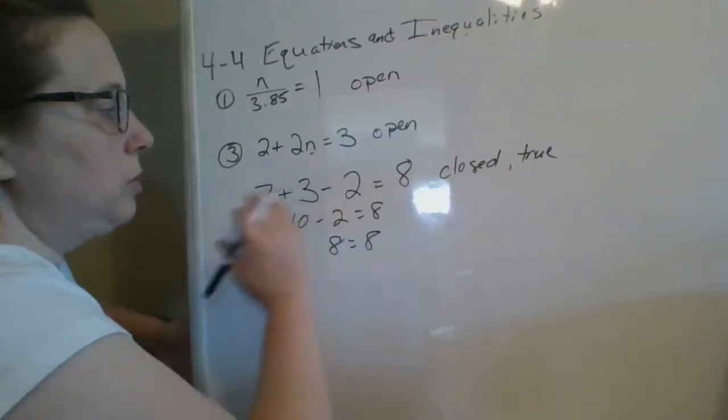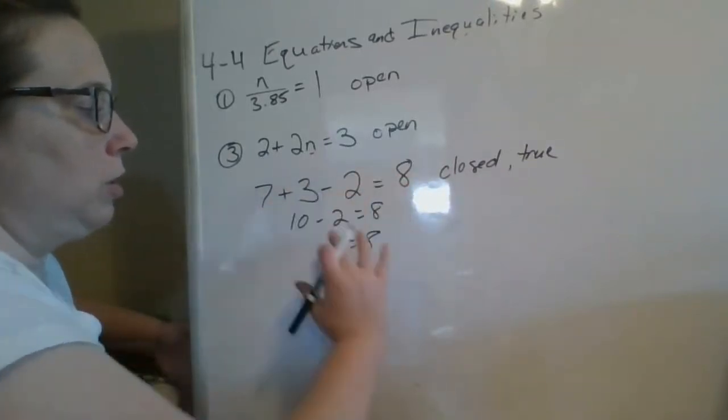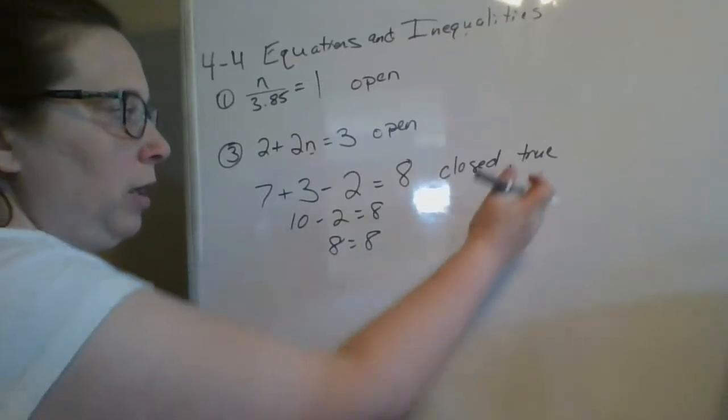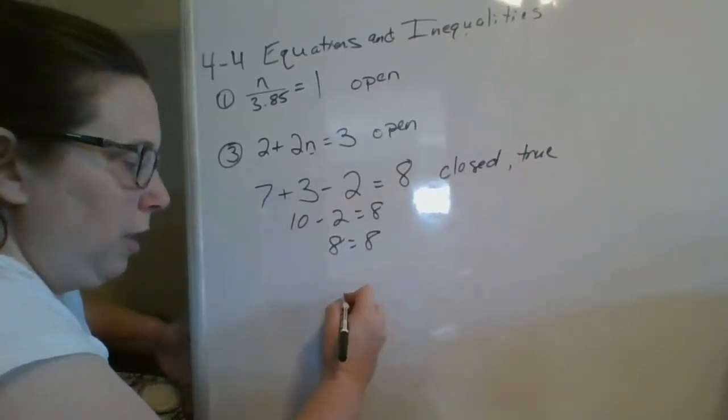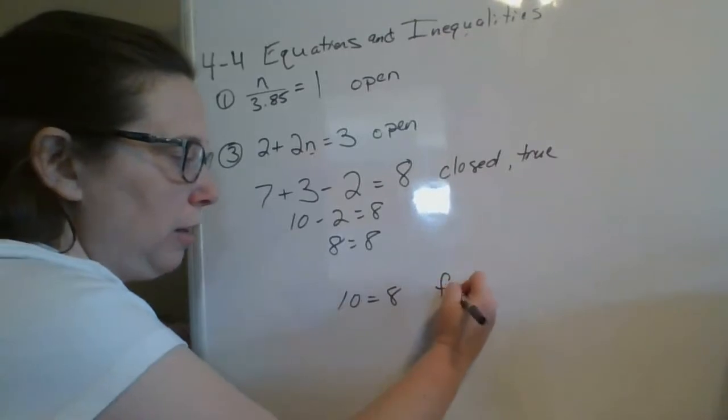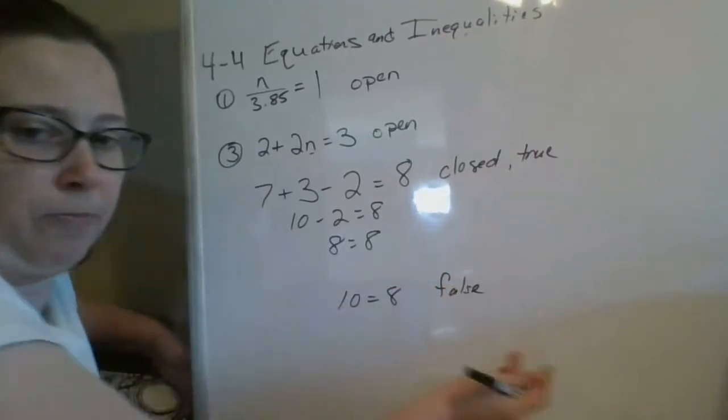So if you have a closed statement with no variables, you're going to solve it out. If it's true at the bottom, so 8 does equal 8, it would be true. If you came up with something like 10 equals 8, then that would be false. Okay.